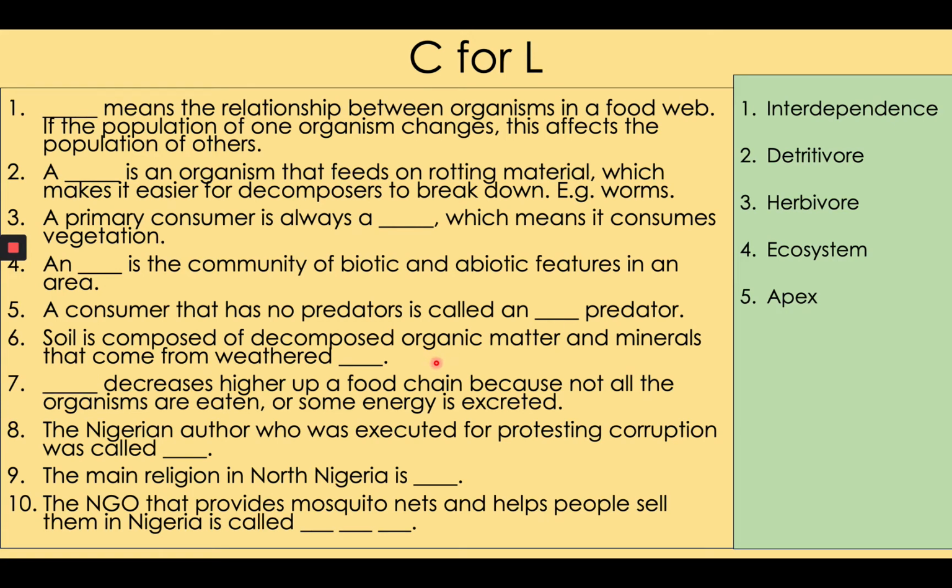6. Soil is composed of decomposed organic matter and minerals that come from weathered rock. 7. Biomass decreases higher up a food chain because not all the organisms are eaten or some energy is excreted in the form of faeces. 8. The Nigerian author who was executed for protesting corruption was called Ken Saro-Wiwa. 9. The main religion in North Nigeria is Islam. 10. The NGO that provides mosquito nets and helps people sell them in Nigeria is called Nets for Life.